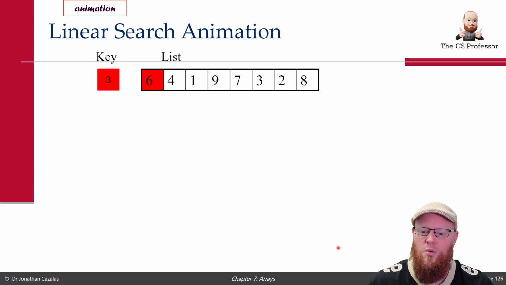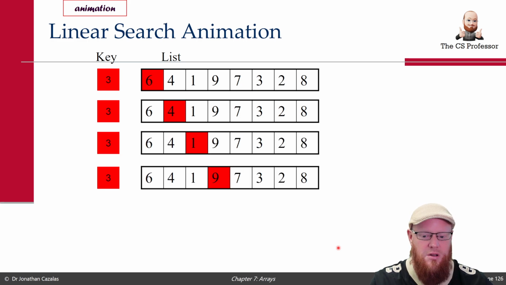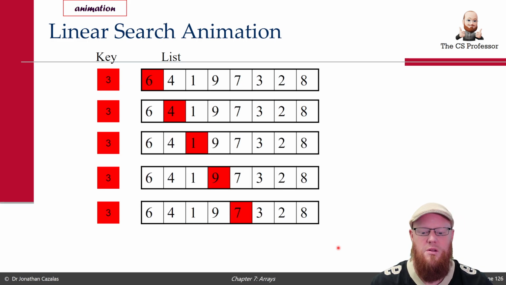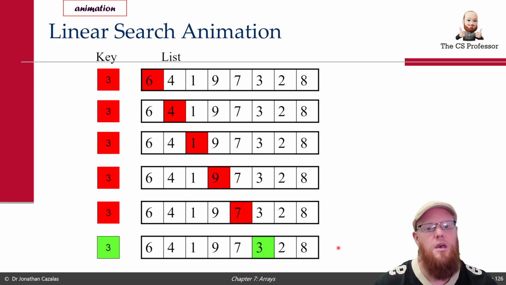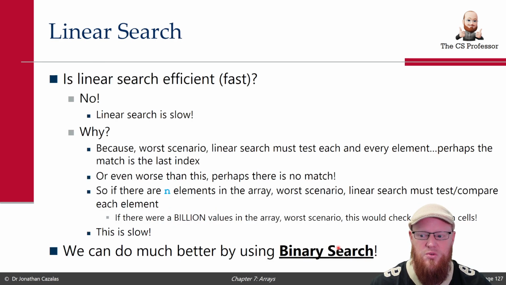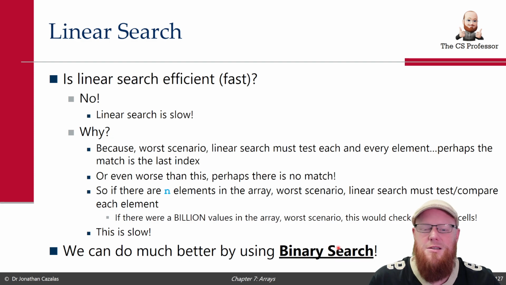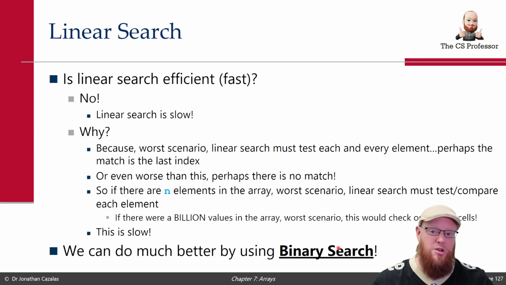We have this array, we're looking for 3. Are you 3? No, no, no, no. This is in a loop. Are you 3? No. Are you 3? No. Are you 3? Yes. And we could return that index. Pretty straightforward. We see that this is a slow algorithm because with linear search, you have to search the entire array.